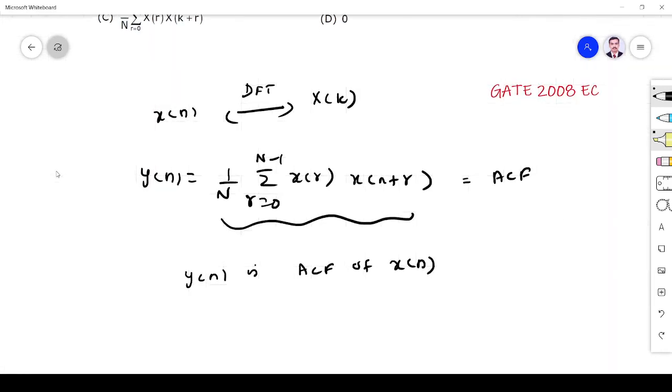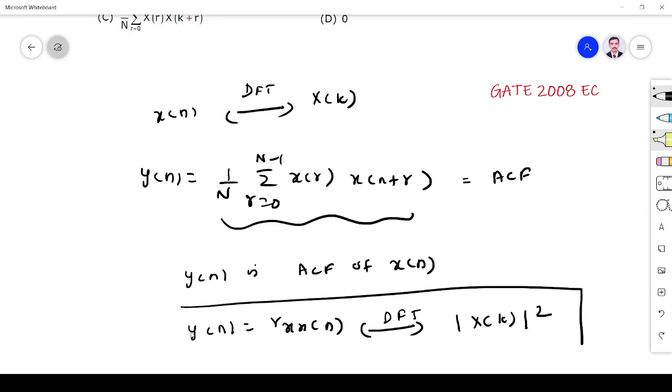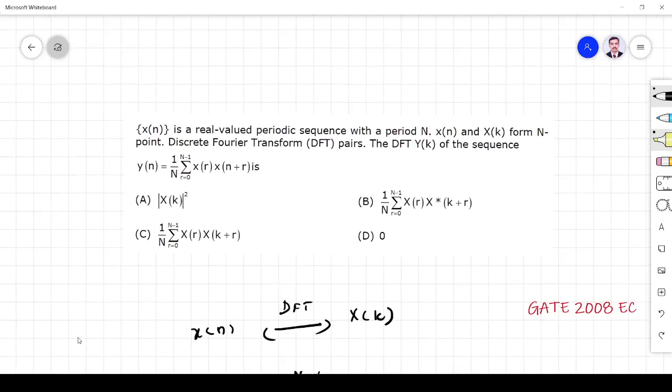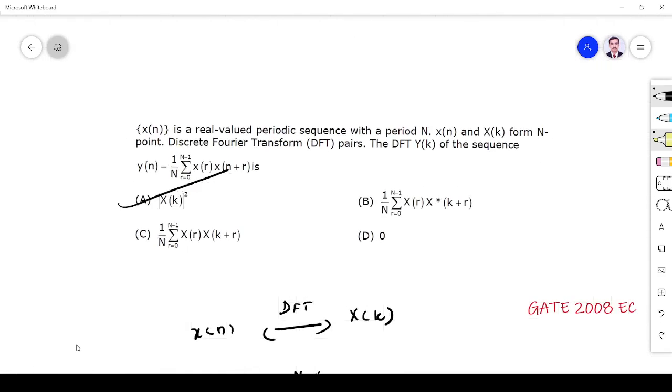So for autocorrelation, DFT is given by, so y[n] is equal to autocorrelation of x[n]. So if you take the DFT of the autocorrelation, the DFT is |X[k]| squared. That is a property. So the answer is y[n] has a DFT of mod X[k] square. It is option A. Thank you.